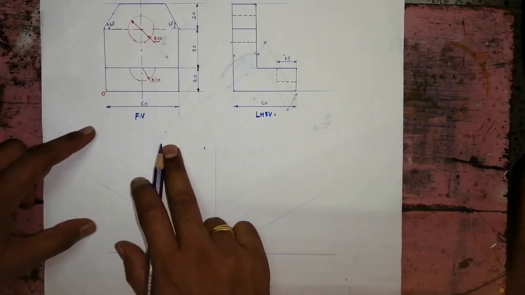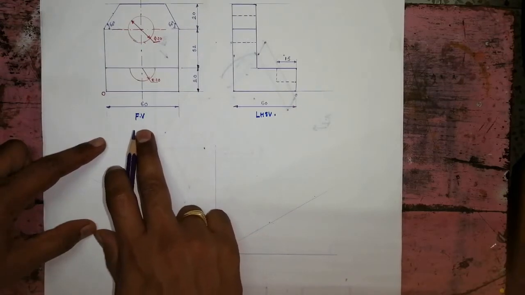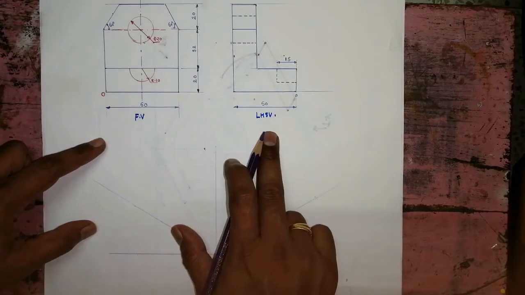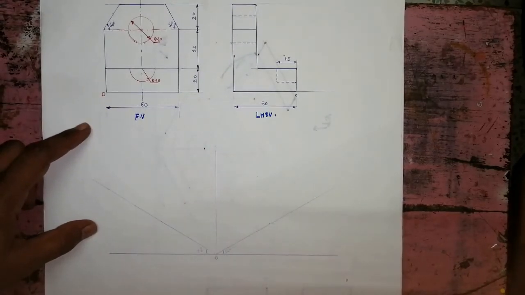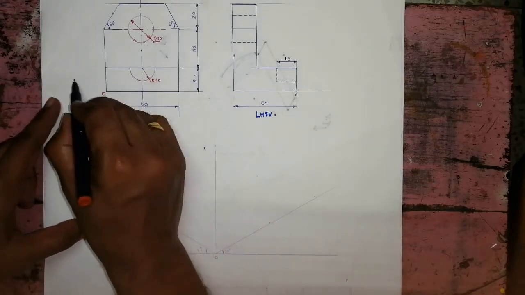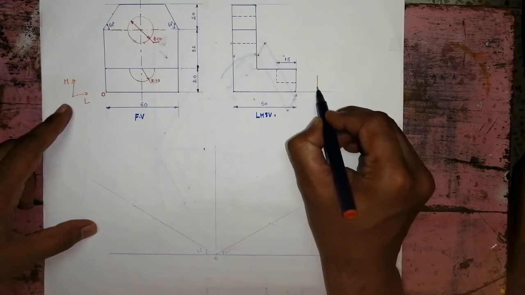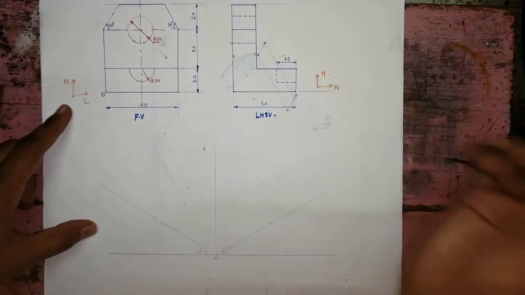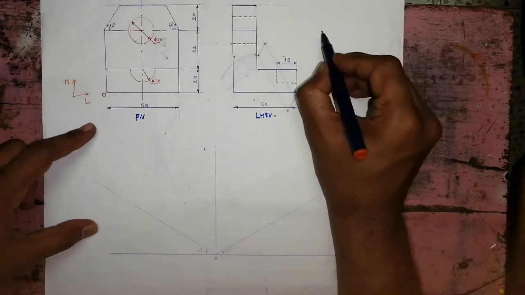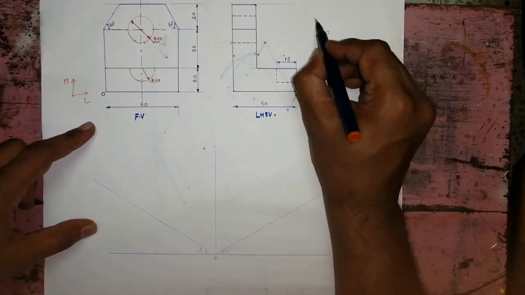Now here the type of problem is something like this. The front view and the left hand side view is given. Okay, so we know that for the front views the dimensions are horizontal length and vertical height, while for the side views the horizontal dimension is width while the vertical dimension is height. So first we have to calculate length, width and the height.